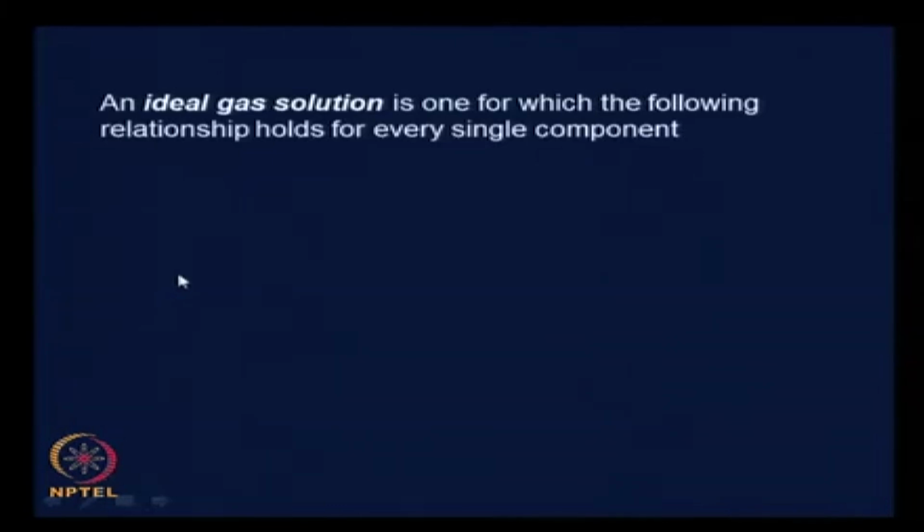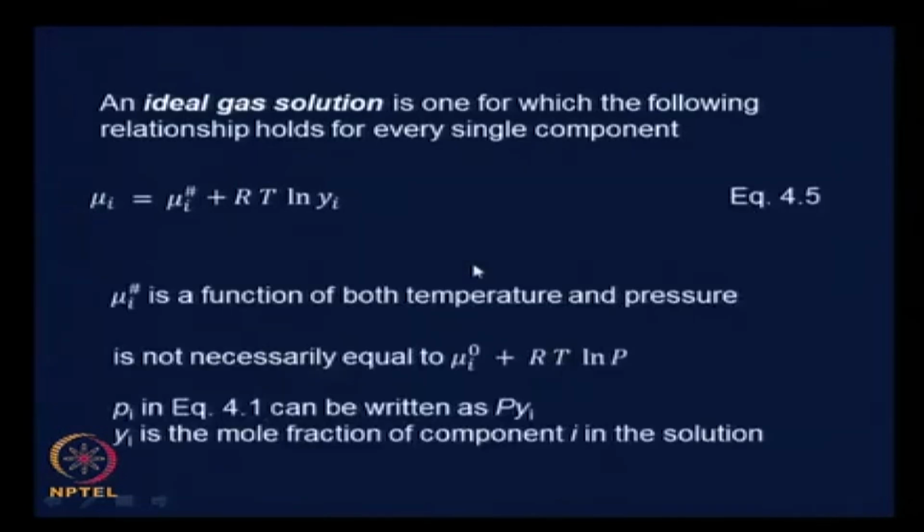Now we looked at ideal gas solutions. An ideal gas solution is one for which the following relationship holds for each component: mu_i equals mu_i hash, which is a function of both temperature and pressure, plus RT ln of the mole fraction y_i in the gas phase. Note that mu_i hash need not necessarily be equal to mu_i naught plus RT ln P.